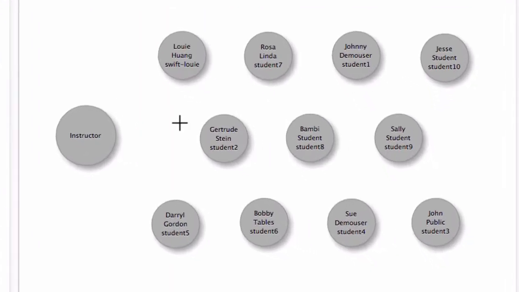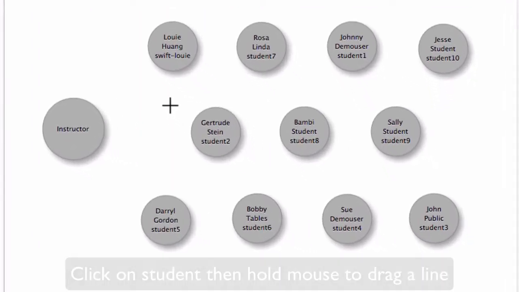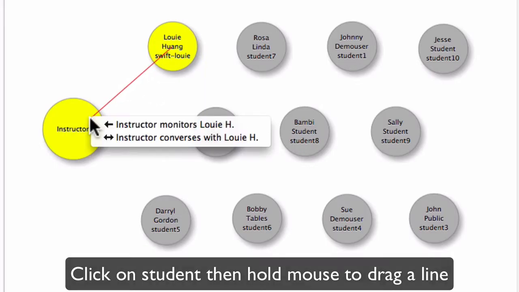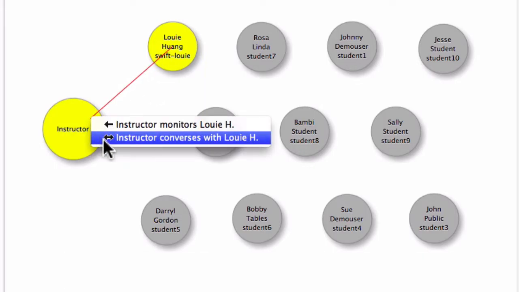Well, let's say if I want to talk to Louis. In order to do so, I click on Louis' icon. While holding down my mouse, I drag a line to myself. And this time, I choose the second option, which says Instructor converses with Louis.